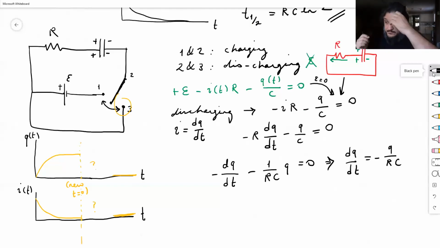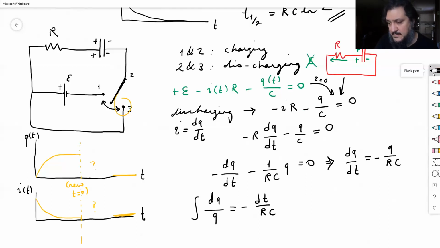Okay, so all we have to do is divide both sides by Q and multiply by dt. You don't need a substitution here because there's no constant. dq over Q is equal to negative dt over RC, and integrate again from 0 to some time, some arbitrary time in between.